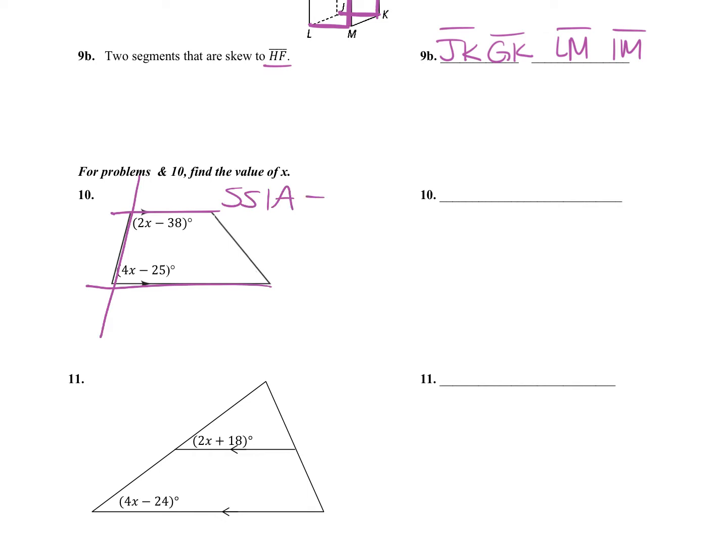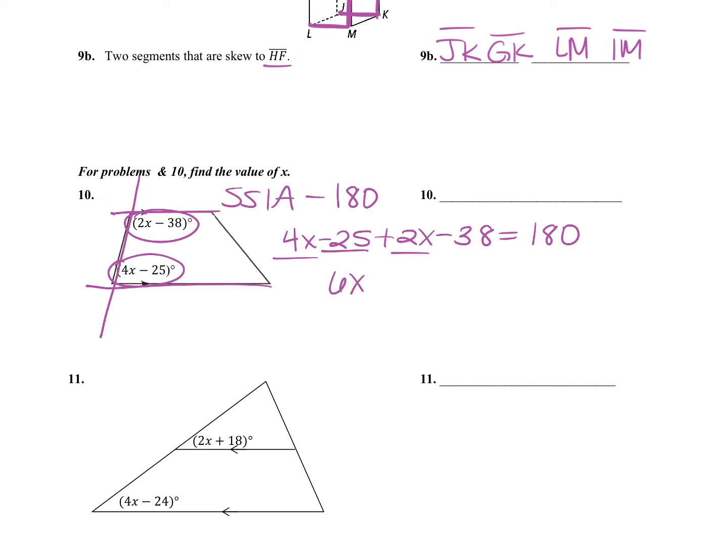What do you know about same side interiors, Kate? They equal 180. So we're going to take these two angles and we're going to add them together. 4x minus 25 plus 2x minus 38 should equal 180. So 4x plus 2x is 6x. Negative 25 minus 38. How's your mental math?